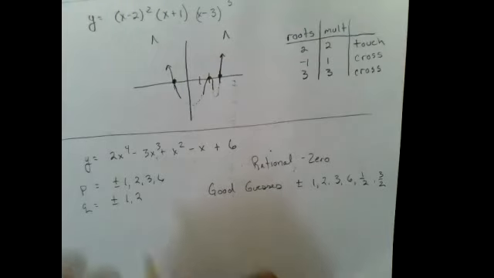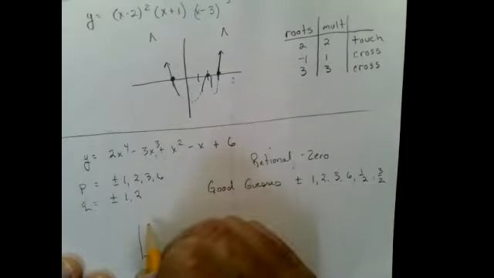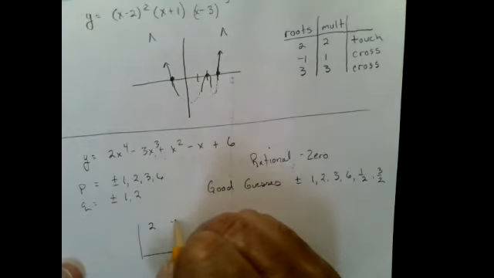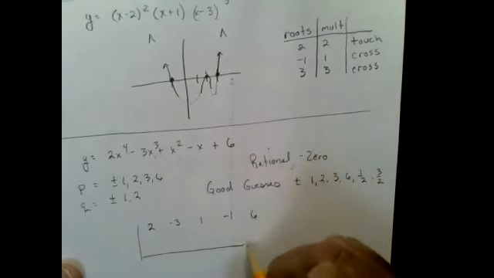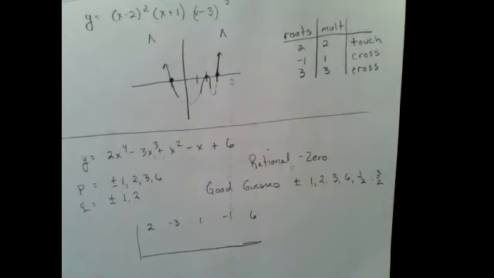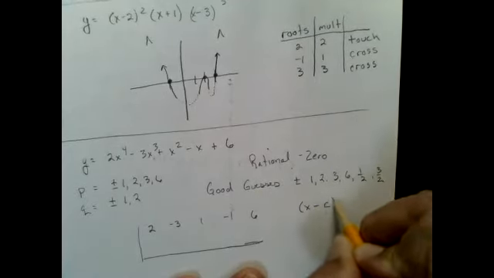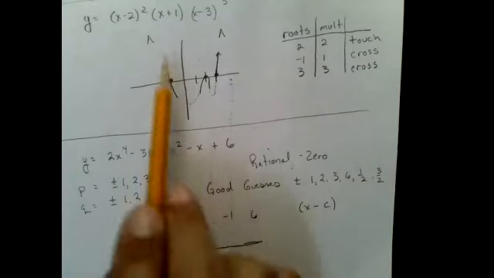And what do I mean by that? Oh yeah, I took long division and converted it into synthetic division. 2, -3, 1, -1, and 6. And I said, oh boy, I'm going to see if one of these numbers divides into it. If it does, x minus whatever that number is, x minus the c is one of the factors, which would help me up above.